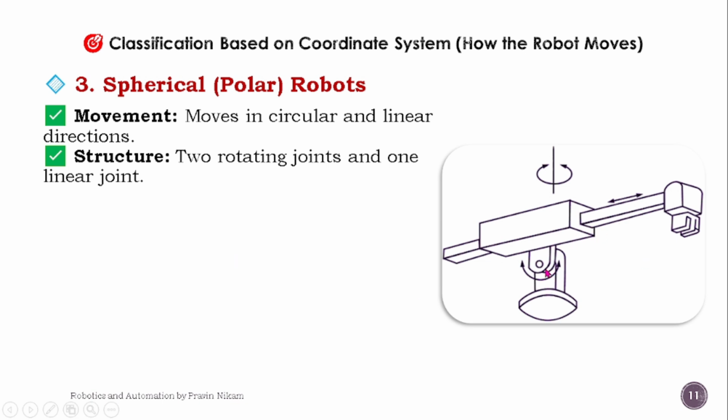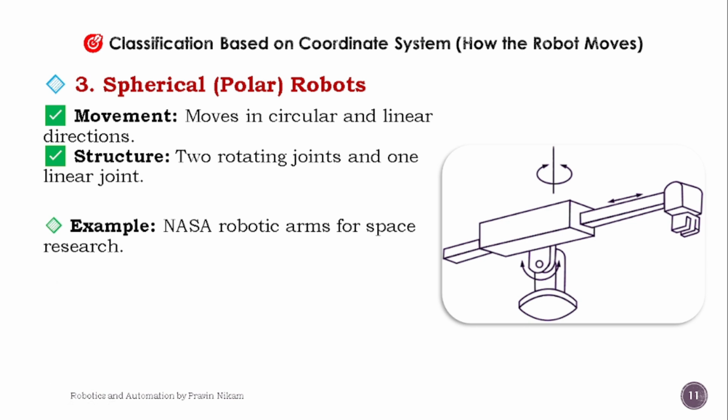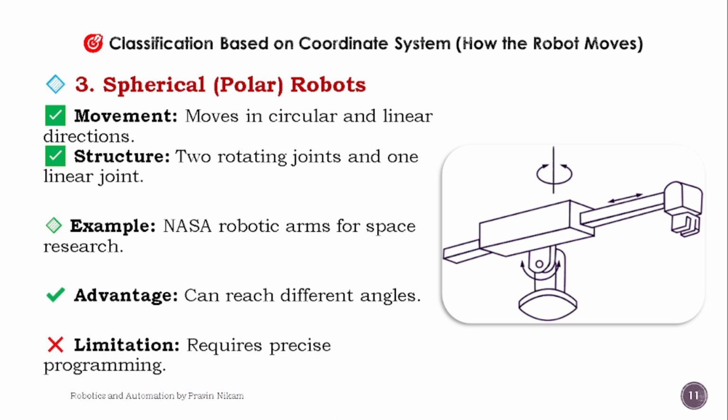Two rotating joints are there. You can see in this diagram. This is first rotating joint. This is second rotating joint, and one linear joint is there. Example is NASA robotic arms for space research. Advantage: can reach different angles, but it requires precise programming.